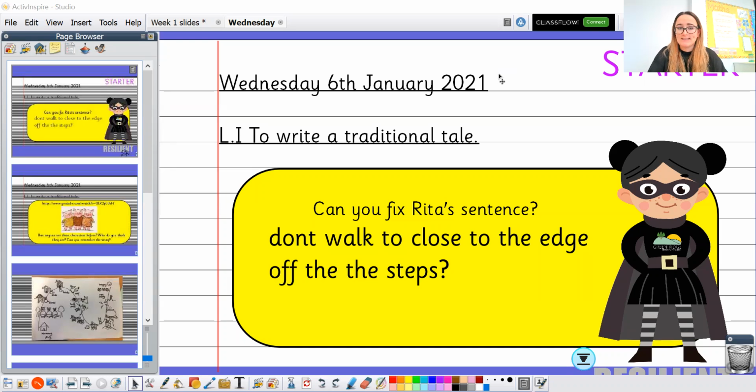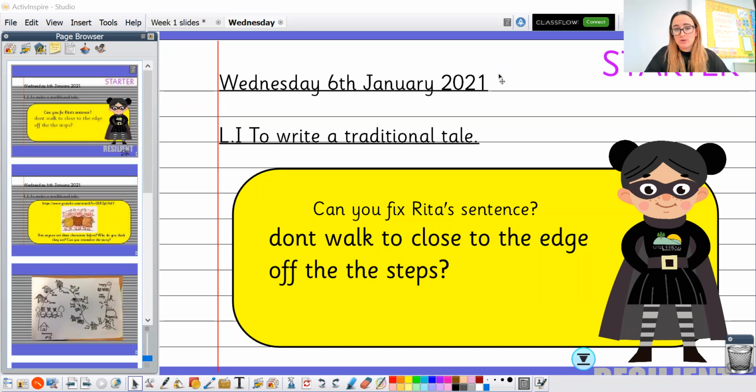So our learning intention, let's start off with that, is to write a traditional tale. Now for this lesson you are going to need a piece of paper and a pen if possible, and hopefully you've got your editing pens to hand as well. So first things first, let's start off.